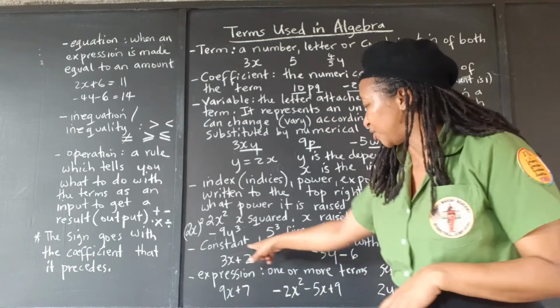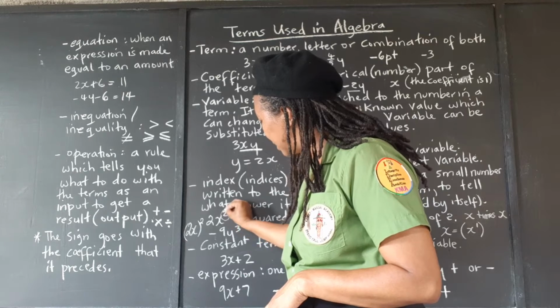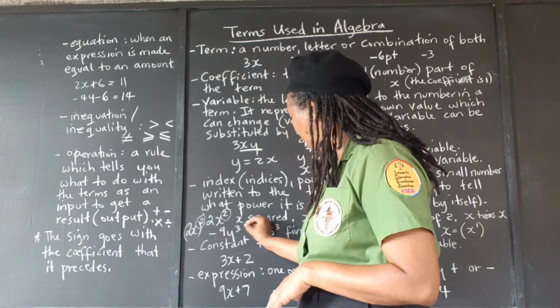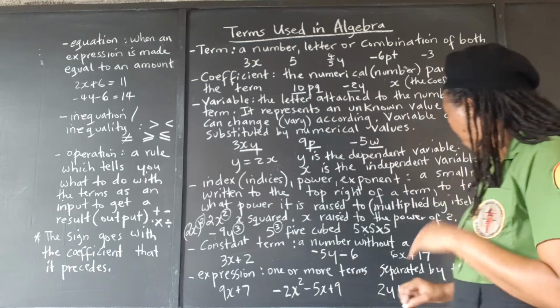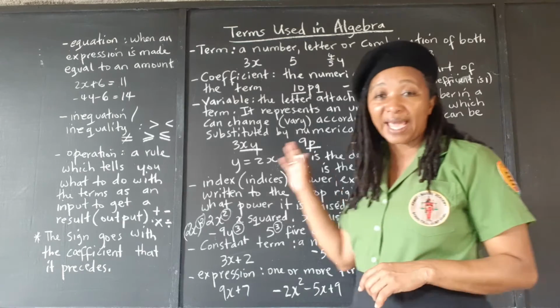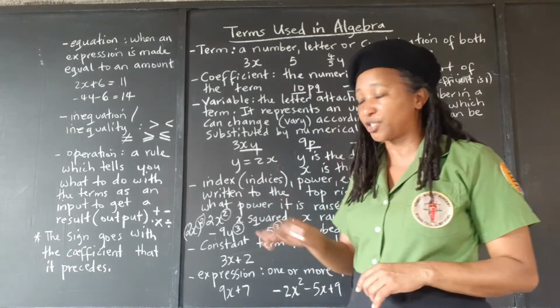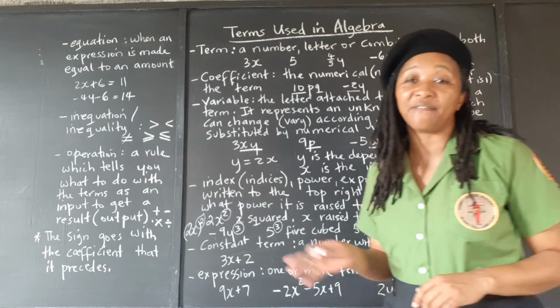What's the constant term? Alright, so let me circle the powers here, just so that we understand which part of it is the power. So it's the little number at the top, right? The little number to the right upper part of the term. The constant term is a number without a variable.